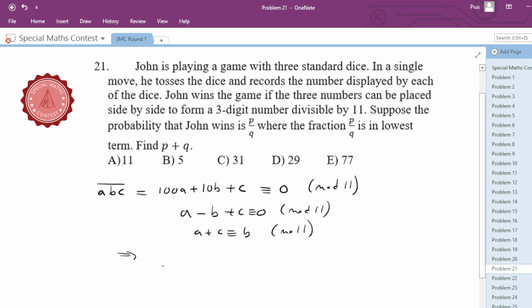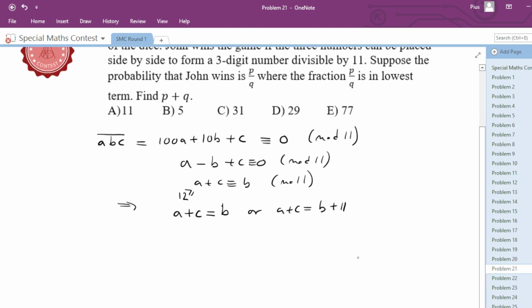since you are dealing with numbers from 1 to 6, as we're making use of standard dice, the highest A plus C can get will be 12. So it's possible that this number is already bigger than 11. This means that we have two options: either A plus C is exactly B, or A plus C is B plus 11. Any more than that will be out of our range. So these are the two categories we'll be considering.